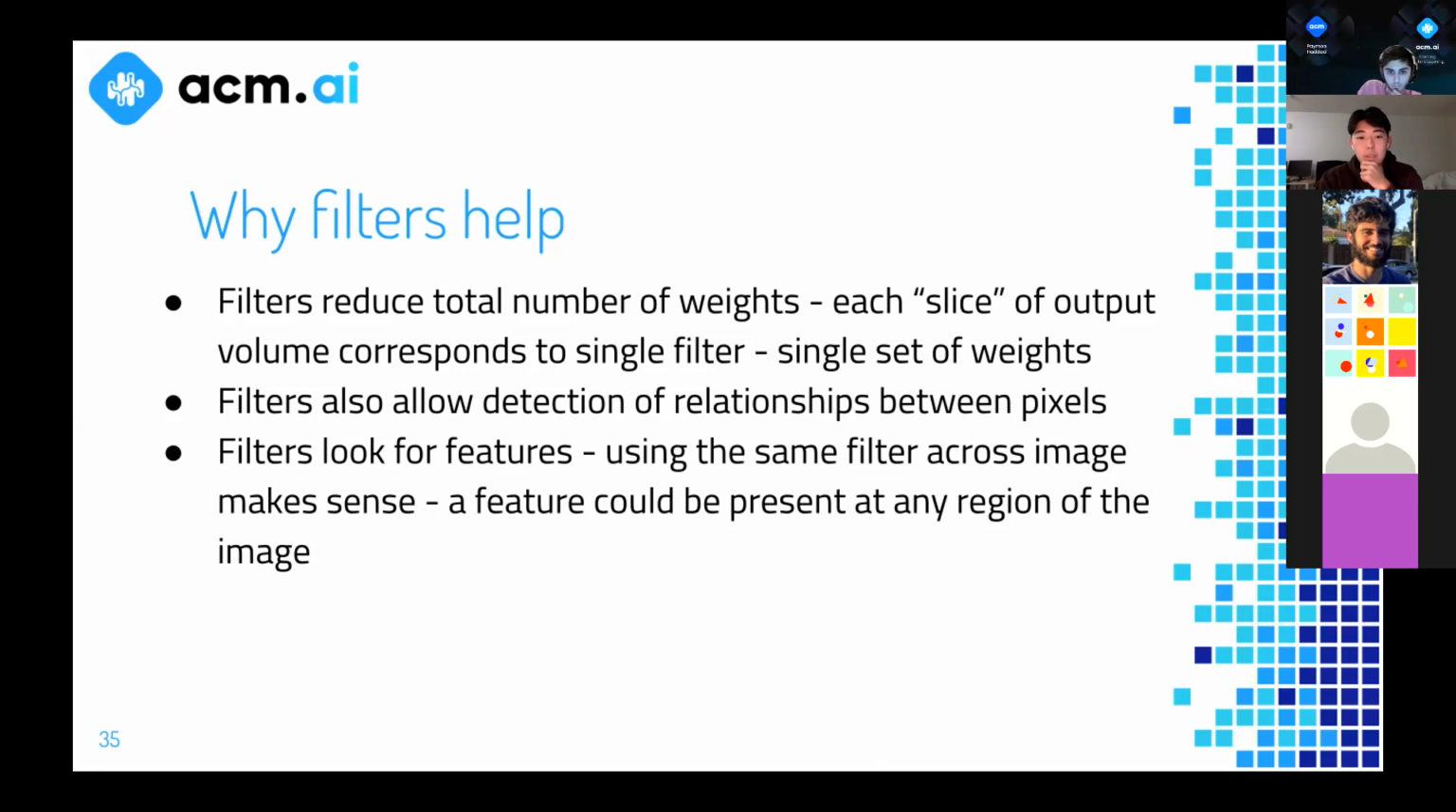Filters also allow detection of relationships between pixels, as we saw in the mouse example, where we were looking for this back edge of the mouse. And filters will also look for features. We're convolving this filter along an image and looking for a high activation to tell us that we have a feature that matches our filter. So this is important at this particular area.